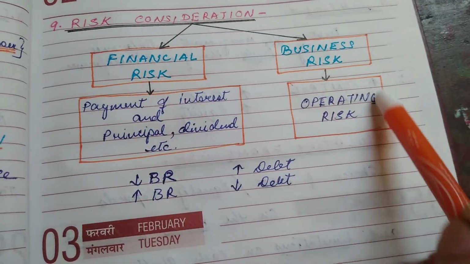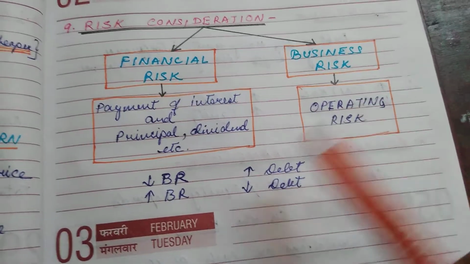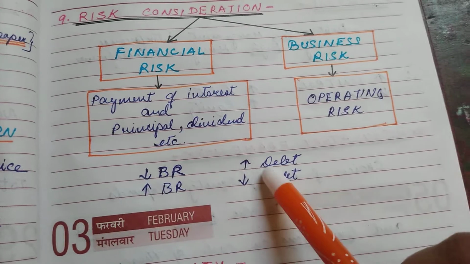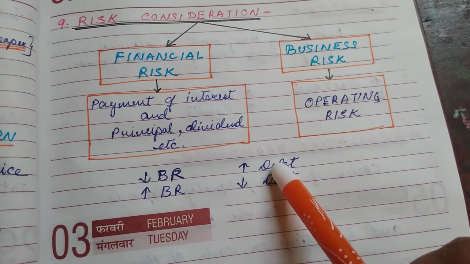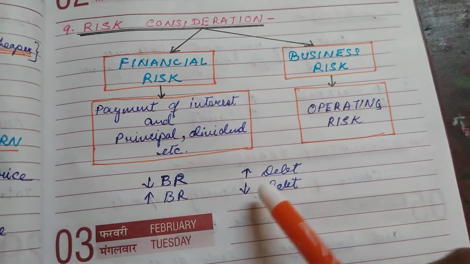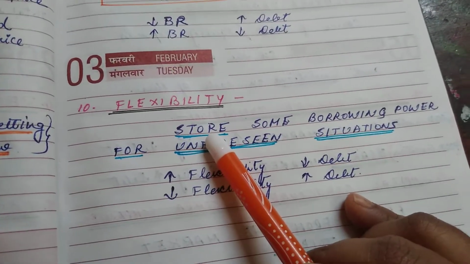Now this business risk happens on a day-to-day basis and this is the most dynamic part of it. So if the business risk is less, then the debt will be more. We can take more loans if the business risk is less. But if the business risk is more, we have to take less of debt. Now the next one is flexibility.